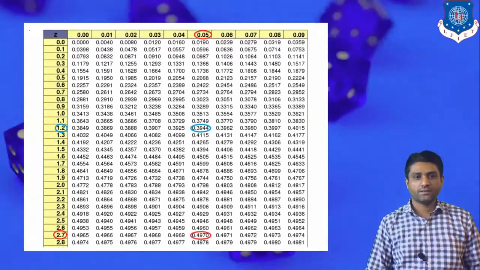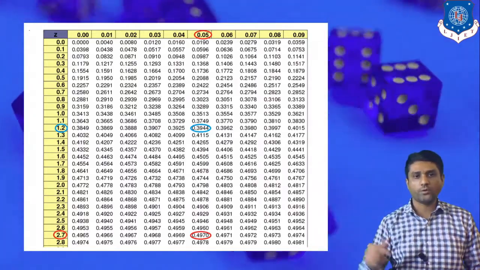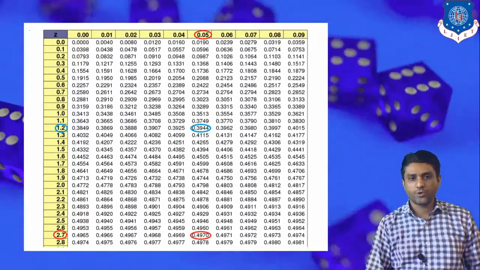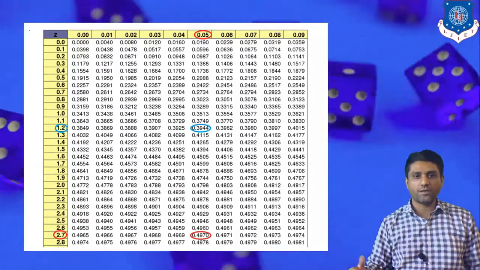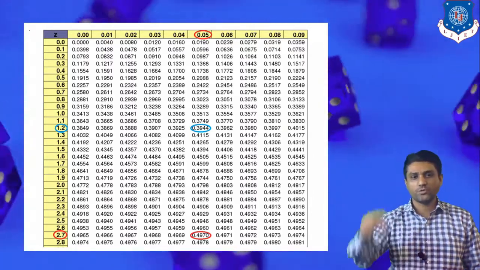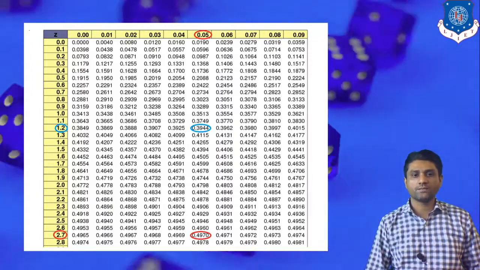See here, corresponding to 1.25, we highlight 1.2 and 0.05, and the corresponding value is 0.3944. Similarly, corresponding to 2.75, its value is 0.4970. So we use these two values, 0.3944 and 0.4970.